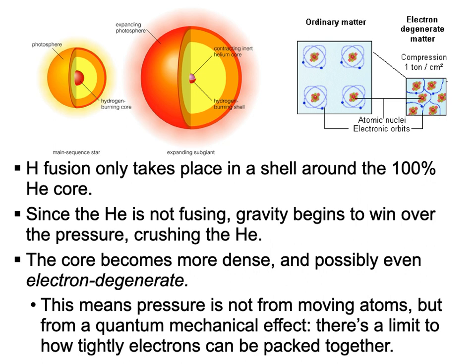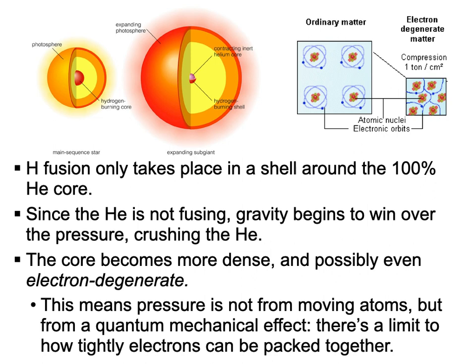The hydrogen's fusing into helium, and the helium's accumulating in the core as ash. So this is a 100% helium core now. The core is being crushed by gravity because it's not exerting pressure. The hydrogen's helping to exert pressure because it's fusing, but the helium is just sitting there being worthless. So in a sense you could consider it a degenerate matter, but that's not really what electron degenerate matter means.